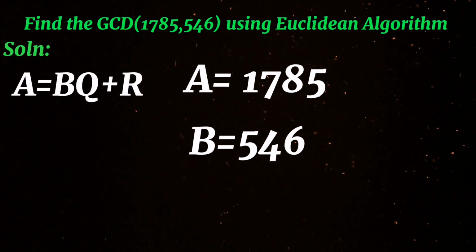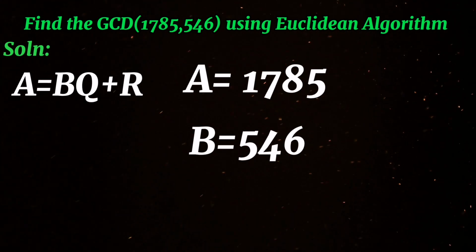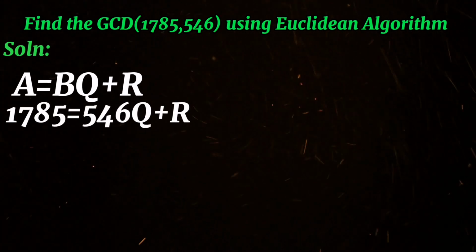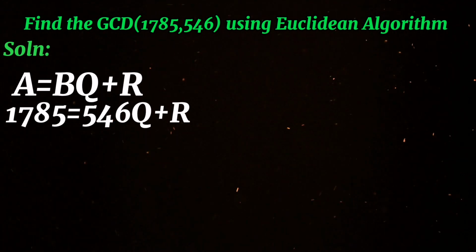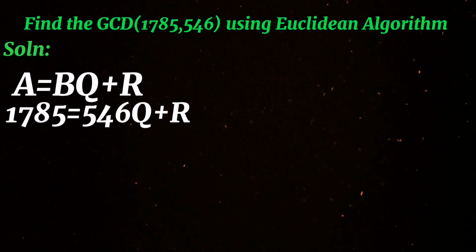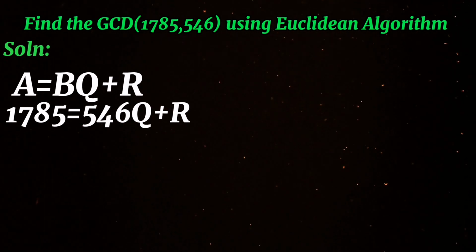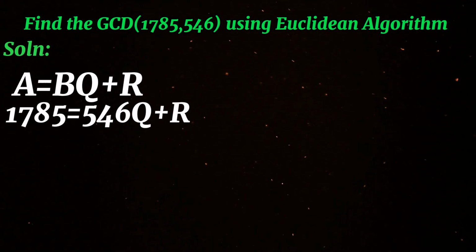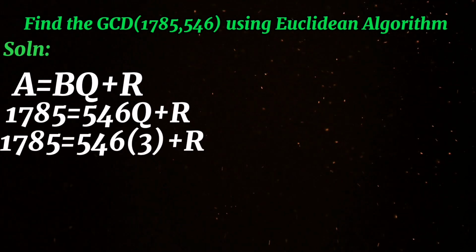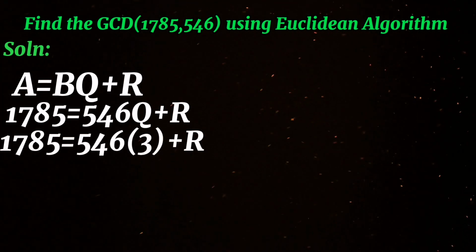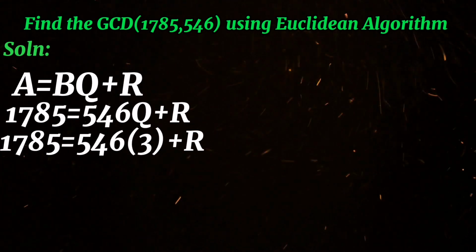Division algorithm states that a is equal to bq plus r. Therefore 1785 is equal to 546q plus r. Now how can we go about to find our q and our r? We're going to ask ourselves, how many times can we find 546 in 1785? If you use your calculator, you will find out that we can find 546 3 times in 1785.